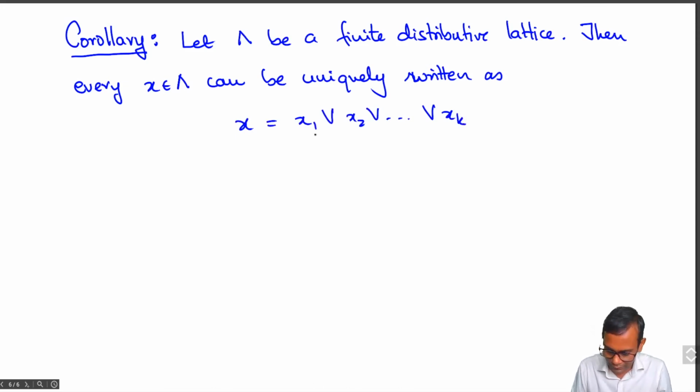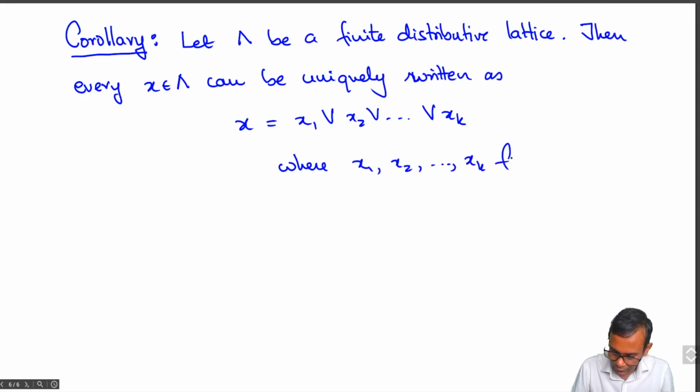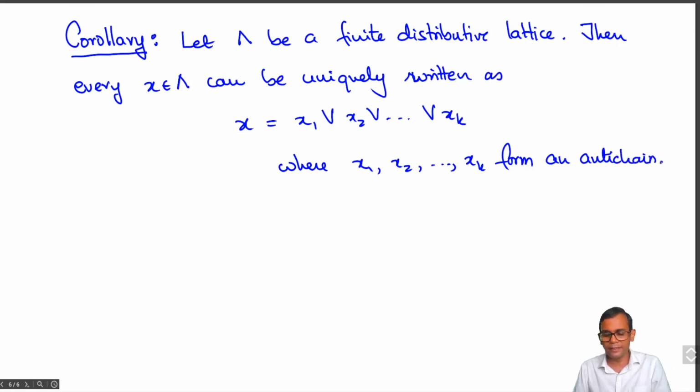obvious ways of getting redundancies. If we have x1 and x2, and x1 is less than or equal to x2, then x1 meet x2 will just be x2. So we don't want these. So we'd say where x1, x2, xk form an anti-chain. This is an irredundant expression of x as a meet of finitely many elements.